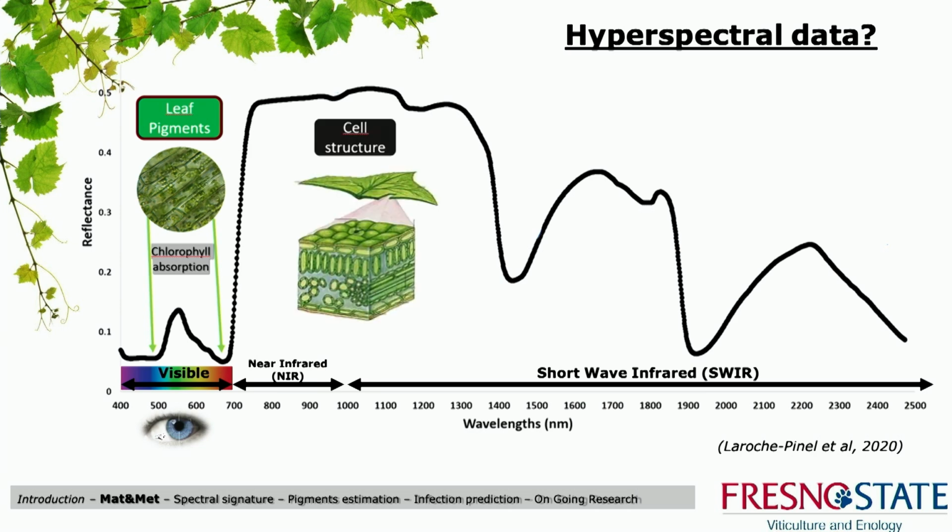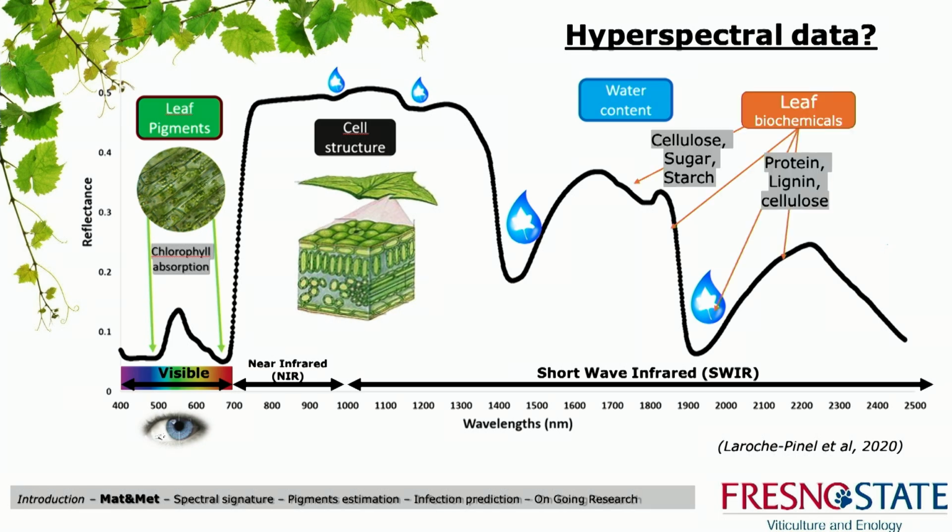Then we have more information in the near infrared that we cannot see with our eyes, but with a specific camera, multispectral or hyperspectral, you have access to this information. In the near infrared, you have information about cell structure, so the reflectance is going to be higher or lower according to the cell structure. Then you also have different bands that react to the water content of the plants, and some specific leaf biochemicals like cellulose or sugar.